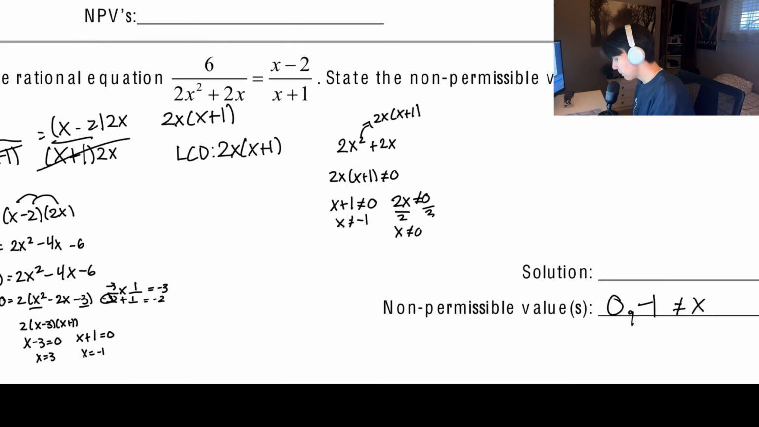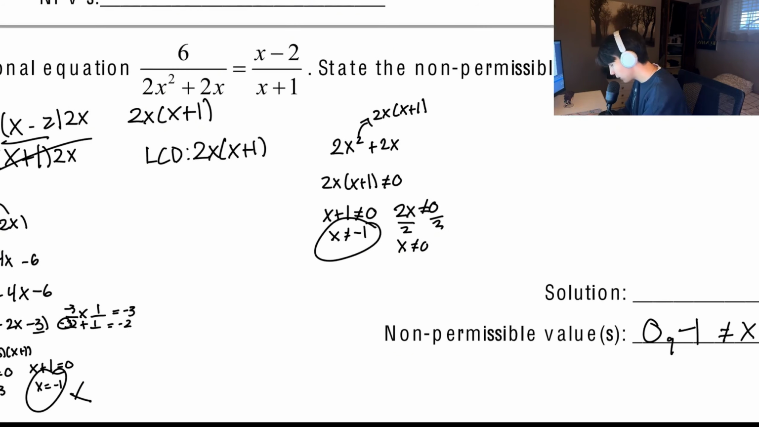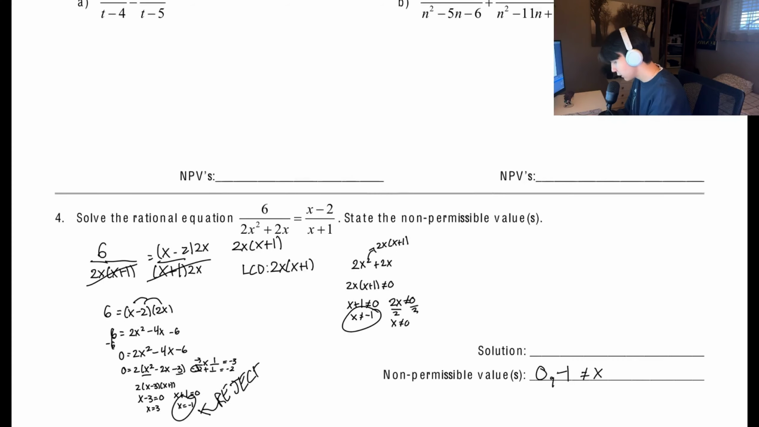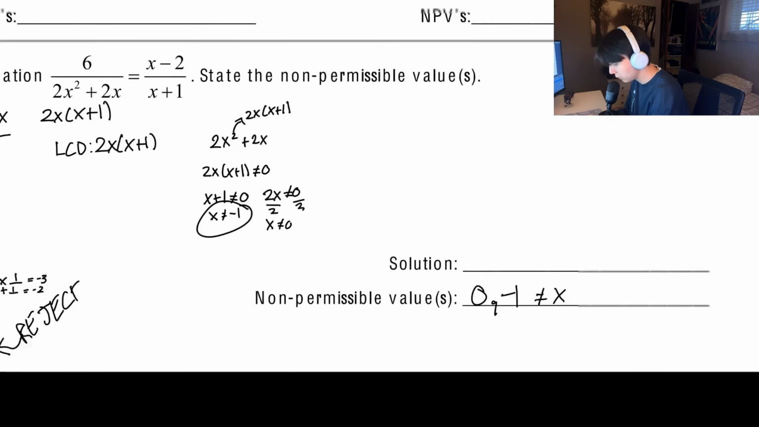However, remember that one of our solutions was negative 1, and since our NPV is also negative 1, that means we have to determine this as an extraneous root. What that means is it is a reject solution that won't count, because if we have a negative 1, then we will have an undefined equation. So our only valid answer here is going to be x is equal to 3.